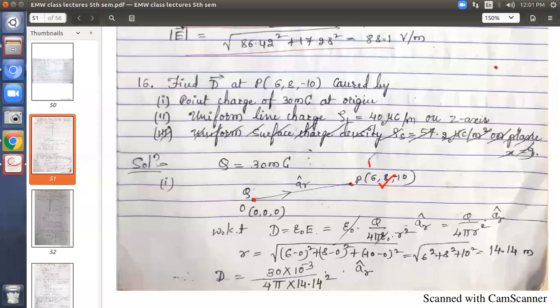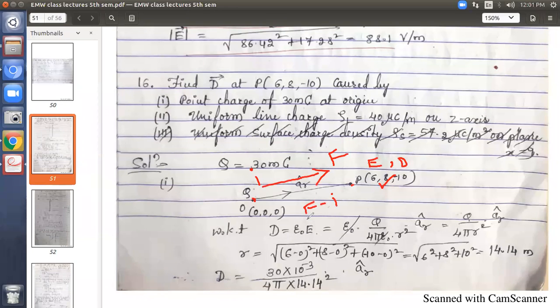यहाँ पर आपको find करना है electric field E and flux density D. चार्ज positive है 13 millicoulomb. So direction of unit vector will be like this. This is your initial point. This is your final point. So final minus initial करना है आपको.